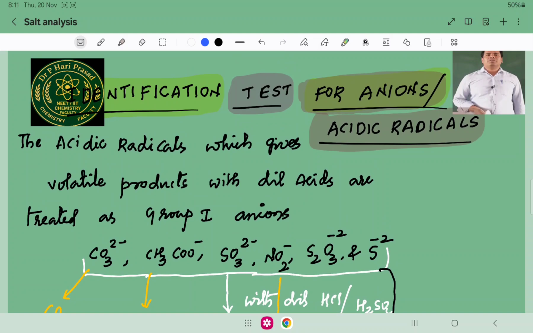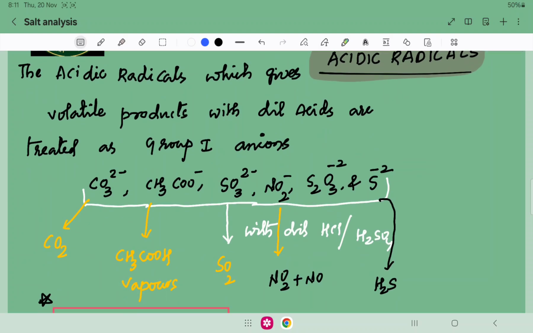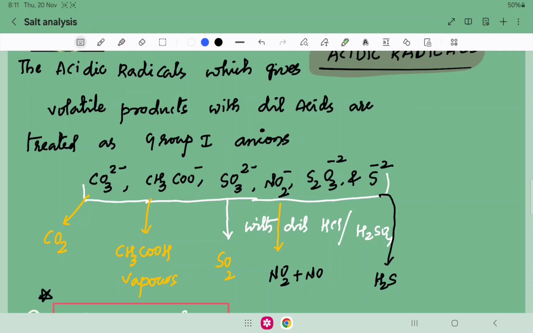Today's session, the acidic radicals, actually the group 1 anions, we will discuss. The acidic radicals which give volatile products with dilute acids are treated as group 1 anions. This we already know very well, right? In this group 1, students, we have carbonate, acetate, sulfite, nitrite, thiosulfate and sulfide ions placed in group 1 anions.